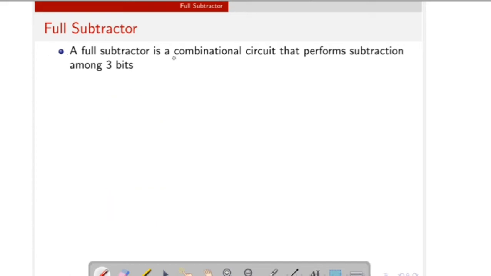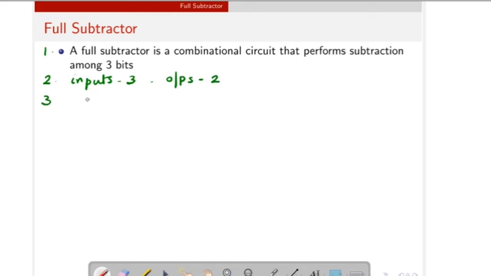So here we have to design a combinational circuit for performing the subtraction among 3 bits. So that is the statement of our problem. So next, identify the available inputs and the required outputs. So here we have to subtract 3 bits. So there are 3 inputs. Okay, inputs is equal to 3. Then you know that when you subtract 2 bits, you have a difference and a borrow. Same way, in the case of subtraction among 3 bits, you have a borrow and a difference. Okay, so there are 2 outputs.